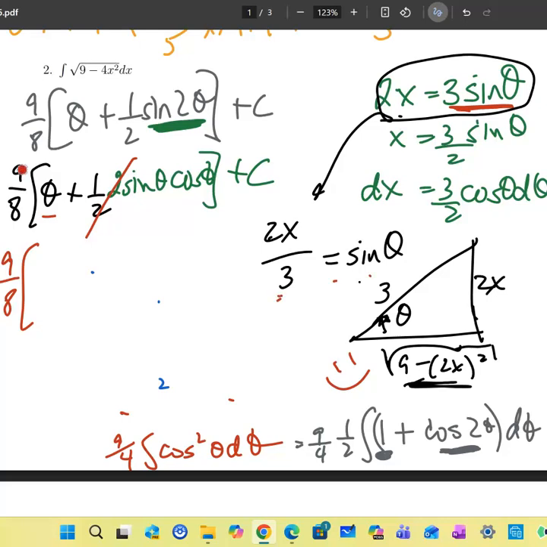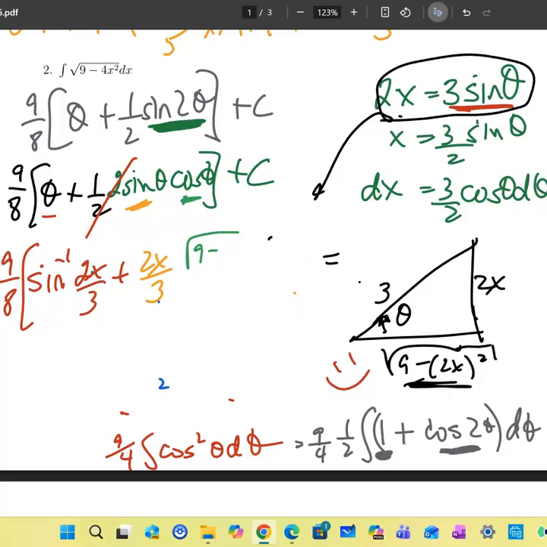Well, I can take the inverse sine of both sides here. So I get inverse sine of 2x over 3, plus sine of theta. Well, that's just, right, sine of theta is just 2x over 3. And then cosine of theta would be, using the adjacent, the square root of 9 minus 4x squared over the hypotenuse, plus c. Wow, that was a lot.